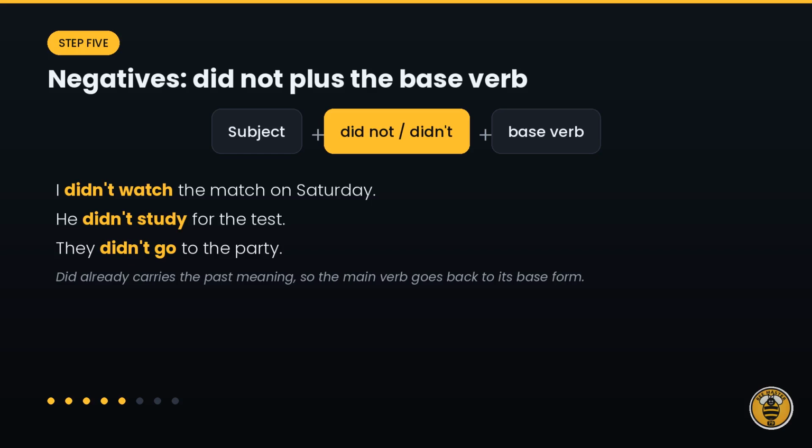To make a negative, we use did not, or the short form didn't, followed by the base form of the verb. I didn't watch the match on Saturday. He didn't study for the test. They didn't go to the party. Look closely at that last one. It is didn't go, not didn't went, because did already carries the past meaning for the whole sentence.